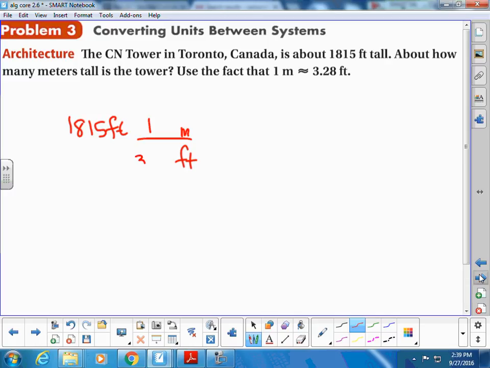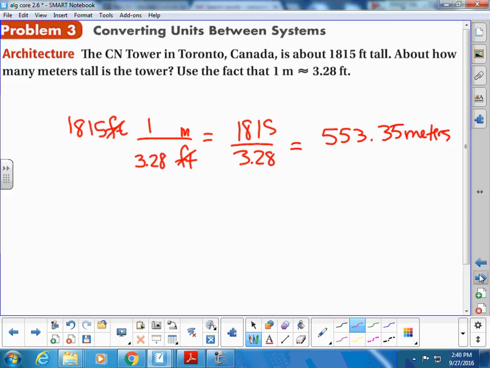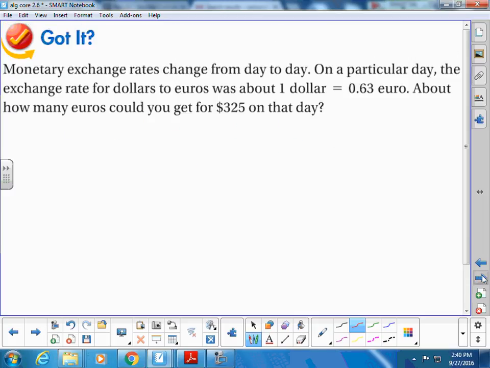And it says use the fact that I have feet down here and meters up here. 1 meter is 3.28 feet. My feet will cancel off. I will be in meters, which is what I want to be in. So you multiply across the numerator and you get 1815 over 3.28. So 1,815 divided by 3.28 equals 553.35. And our units are meters. So go ahead and you try this one.